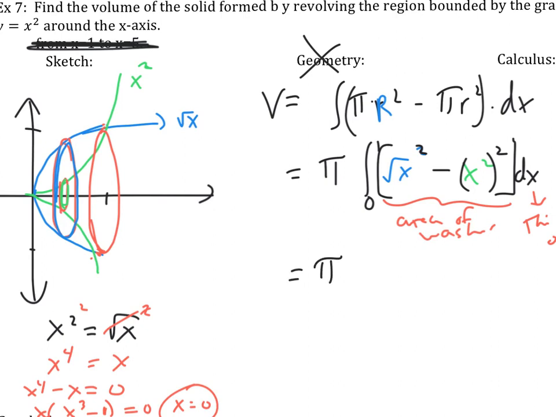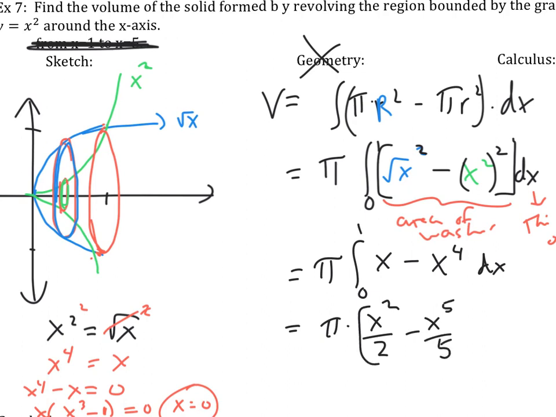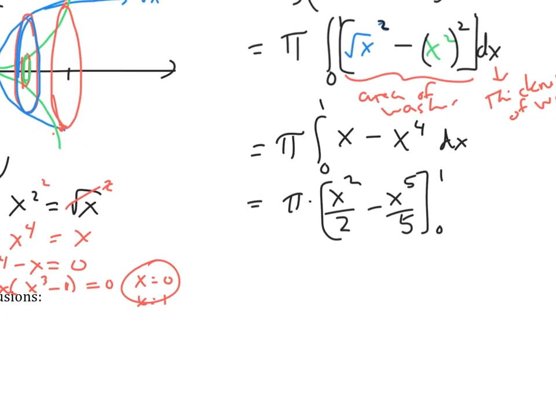We're ready to integrate, but I would probably simplify this first. We've got from 0 to 1. Radical x squared is really just x, and x squared squared is x to the 4th. So that's going to make it a little bit easier for my integration. I'm going to get pi times x squared over 2 minus x to the 5th over 5, evaluating that from 0 to 1. And now we're just in calculus mode, and we're just doing the math.